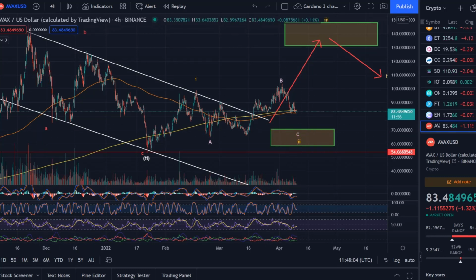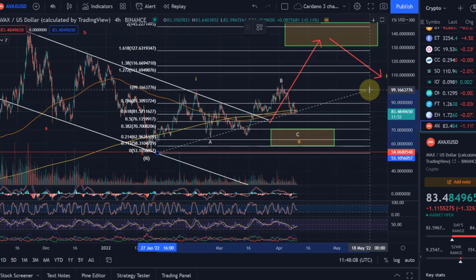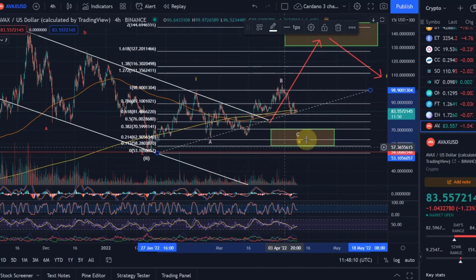This is based on, or maybe I need to adjust it slightly. Let's see, no, I probably don't. Okay, this is the area: $58 to $70 US dollars, between the 88.7% FIB level and the 61.8% level.